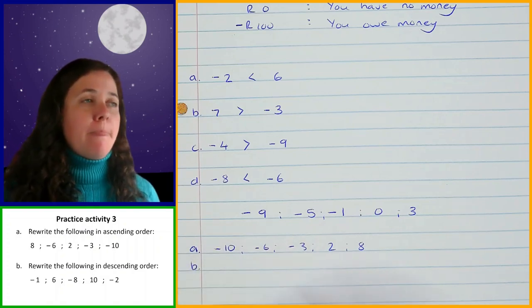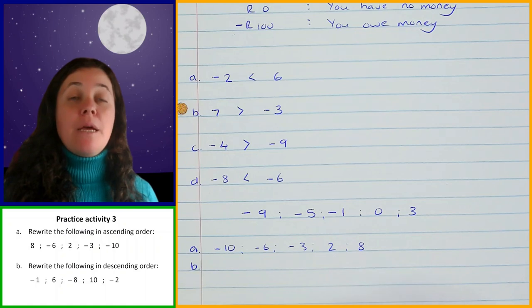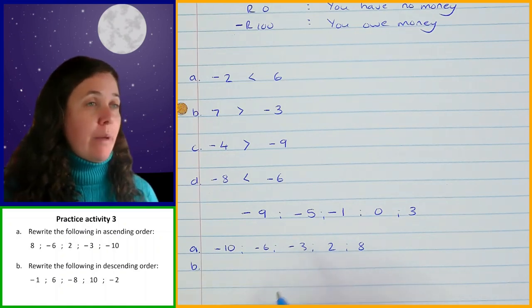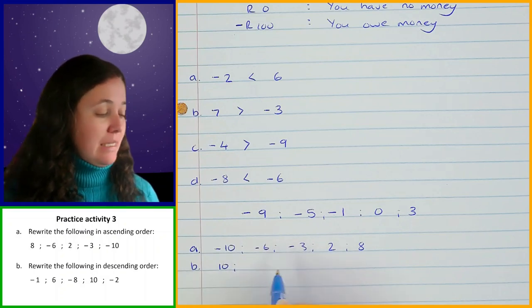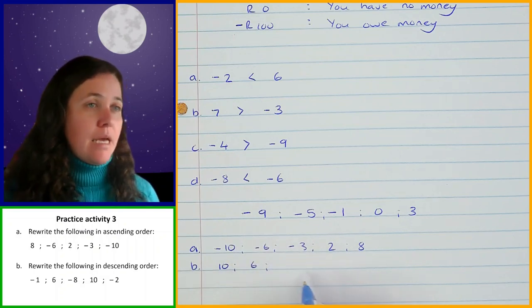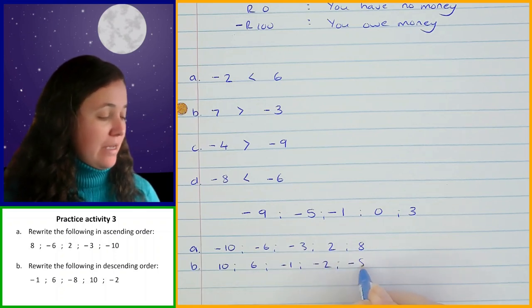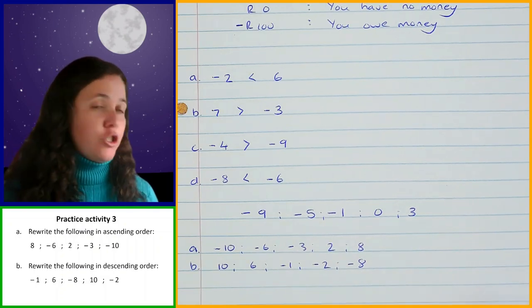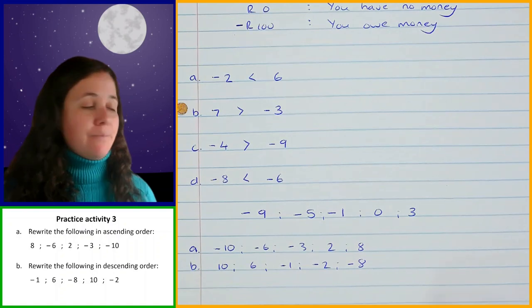Question B, we had the numbers negative 1, 6, negative 8, 10, and negative 2. And you had to rewrite them in descending order. Now, descending order means biggest to smallest. So we're going to go from our biggest number, which is 10. Then we have 6. Then we have negative 1. Then negative 2. And finally, negative 8. So for B, you should have got 10, 6, negative 1, negative 2, and negative 8 as your answer there.